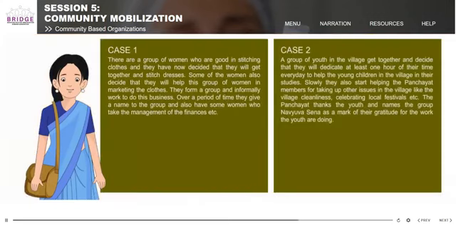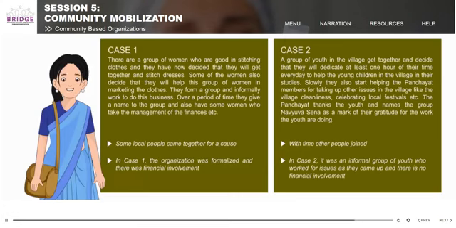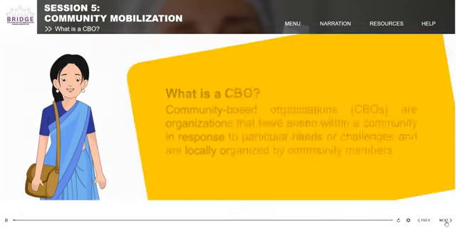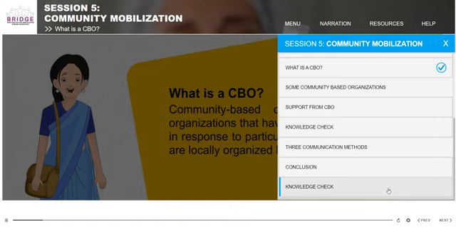In both the cases, we saw that first, some local people came together for a cause. Second, with time, other people joined. Third, in case 1, the organization was formalized and there was financial involvement. Fourth, in case 2, it was an informal group of youth who worked for issues as they came up and there is no financial involvement. Both are cases of a community organization. Community-based organizations, CBOs, are generally those organizations that have arisen within a community in response to particular needs.